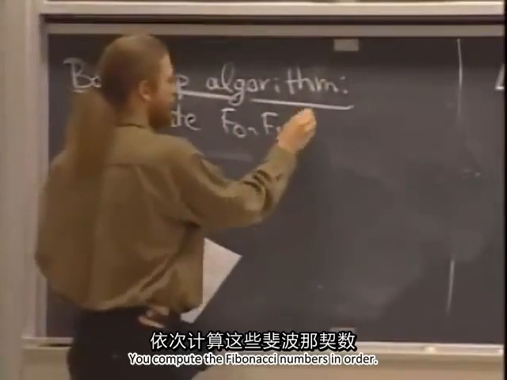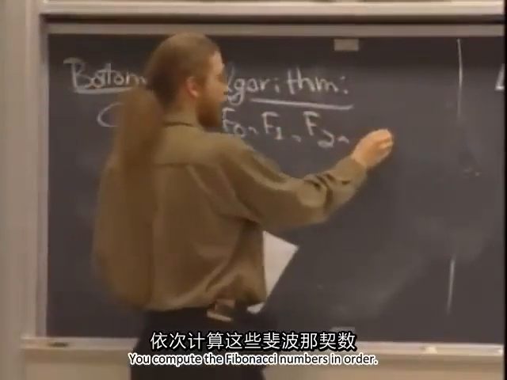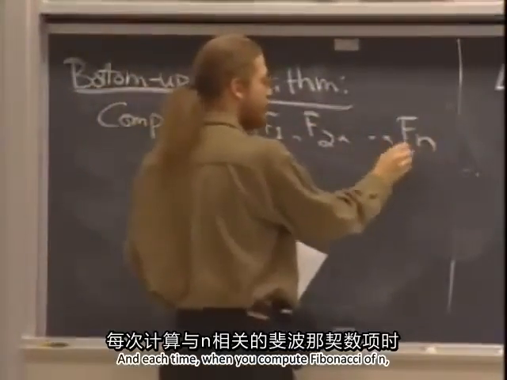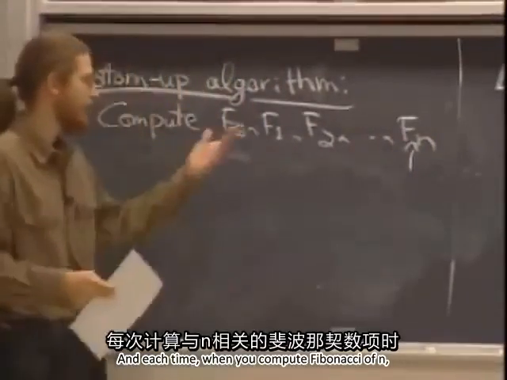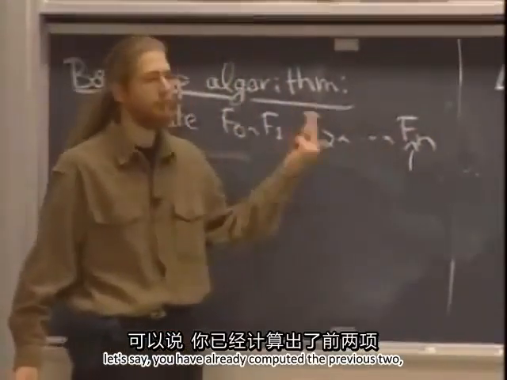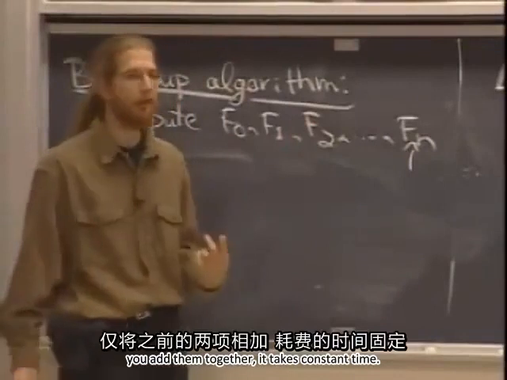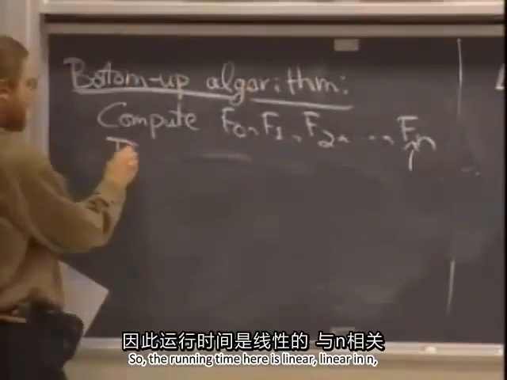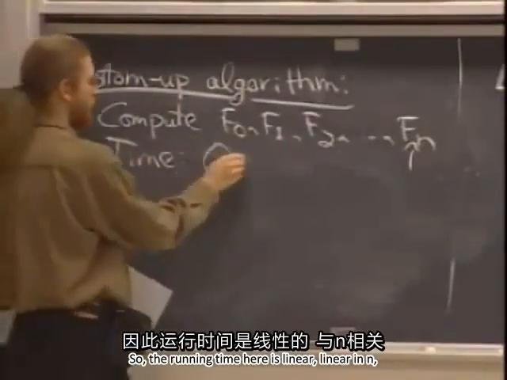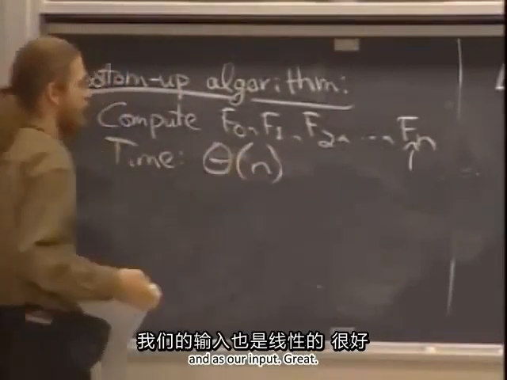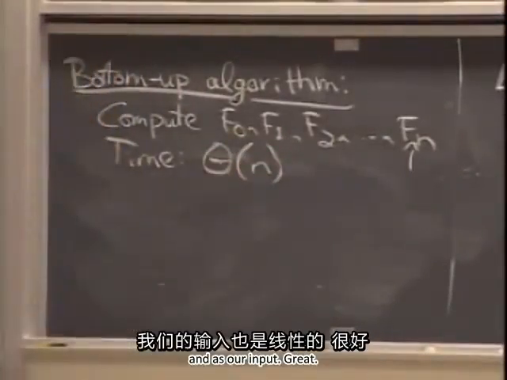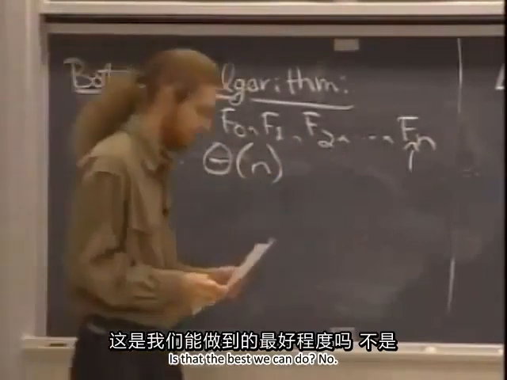So no big surprise. You compute the Fibonacci numbers in order. And each time you compute Fibonacci of n, let's say, you have already computed the previous two. You add them together. It takes constant time. So the running time here is linear. Linear in n. N is our input. Great. Is that the best we can do? No.